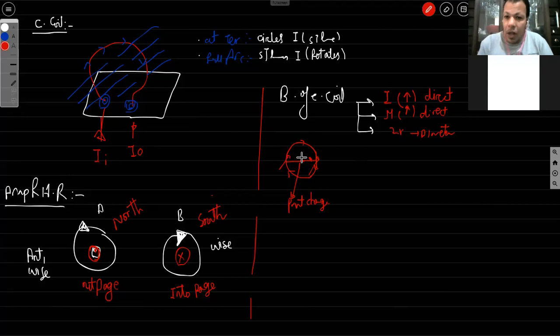Okay. So according to these three factors, we can say that B for a circular coil is equivalent to mu I over 2R. And this is only for a circular coil.